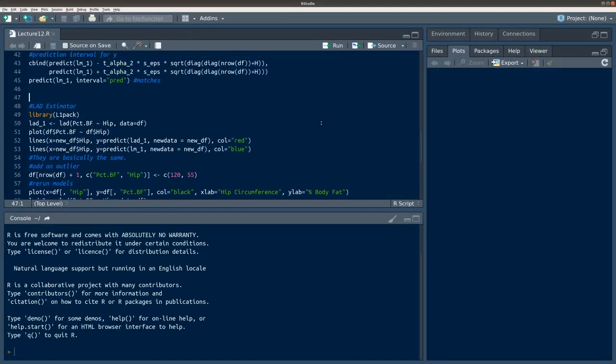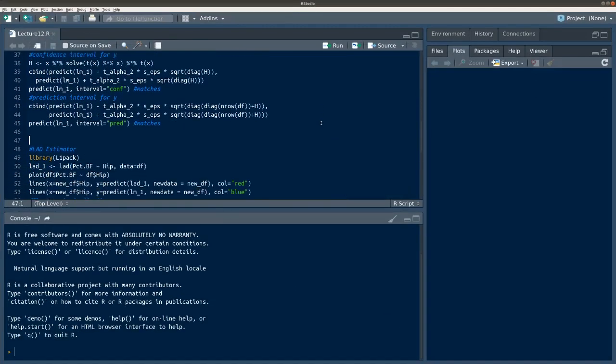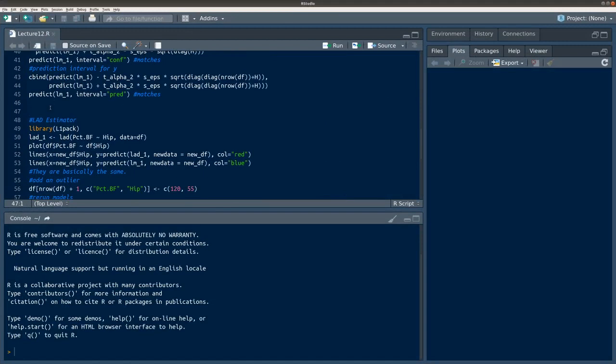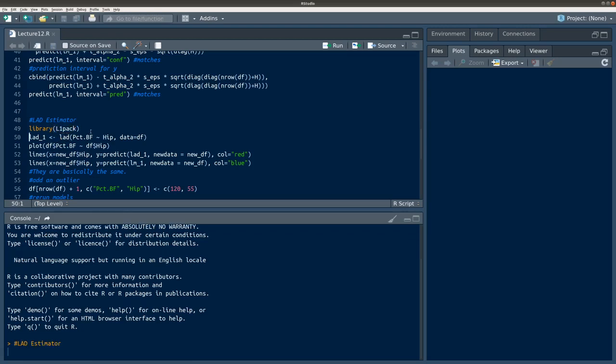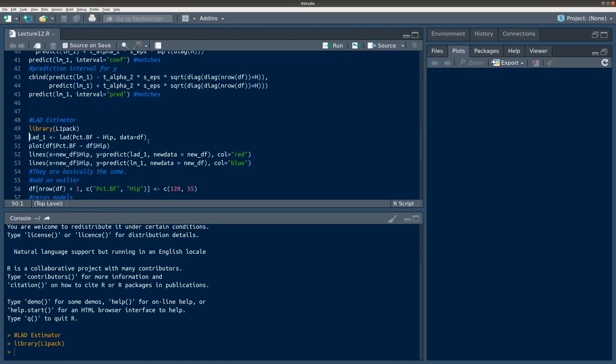So this is the code. This is just extending the code that I used for prediction intervals and confidence intervals. I'm going to pick up computing the LAD estimator, the least absolute deviation estimator. The package that I'm going to use for this is called L1pack. L1pack has this LAD function where you can compute a least absolute deviation estimator. So I'm going to load it up.